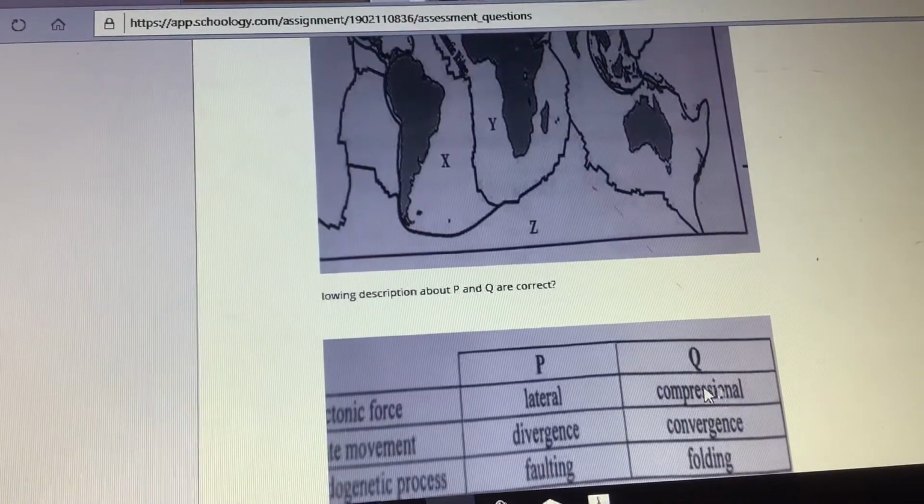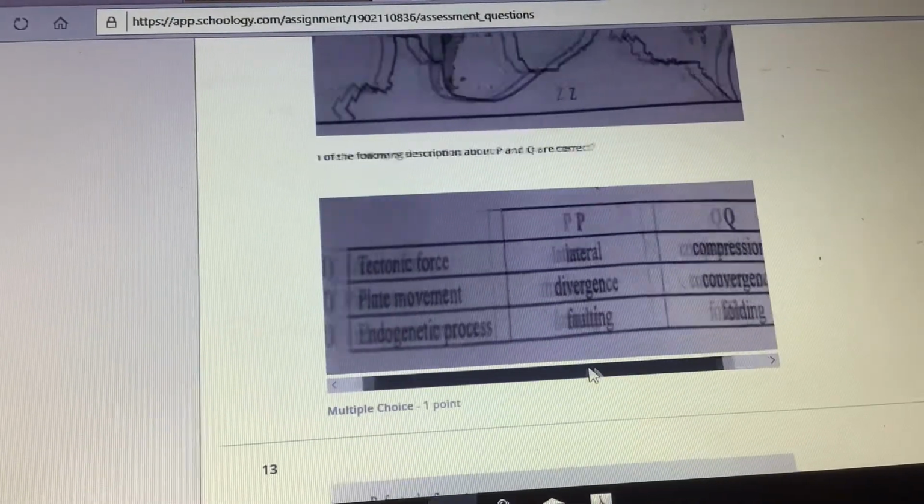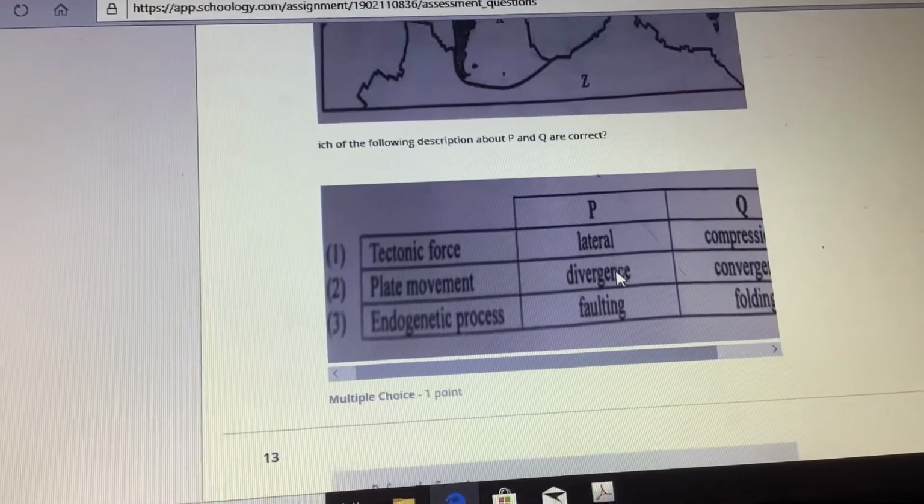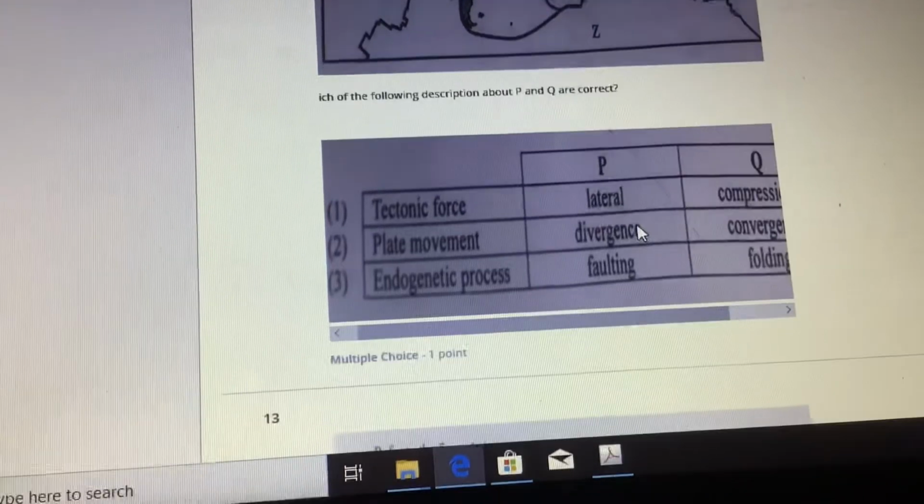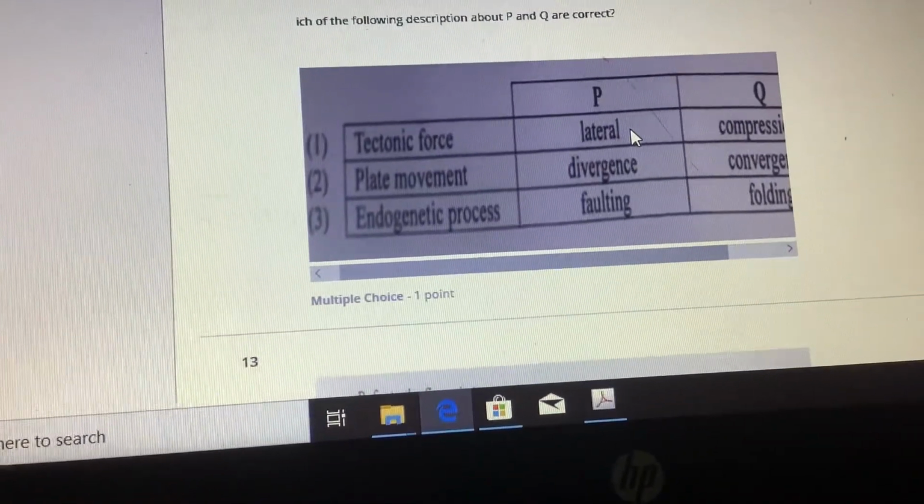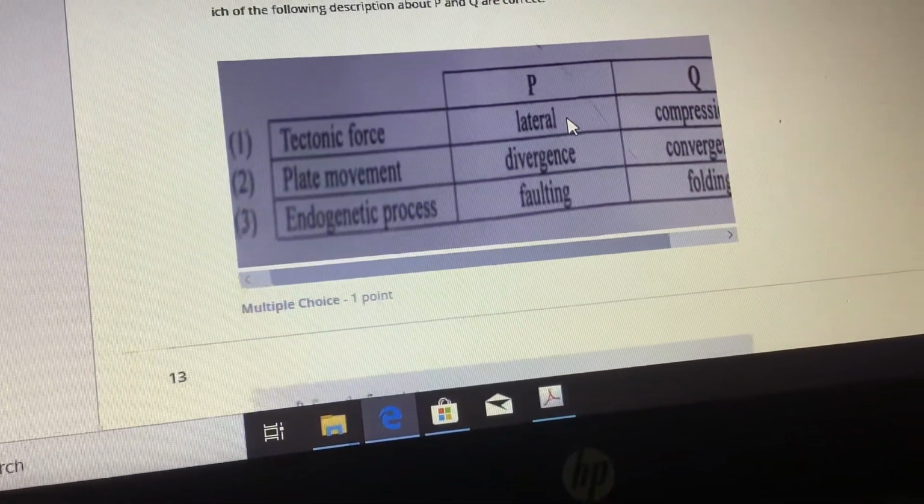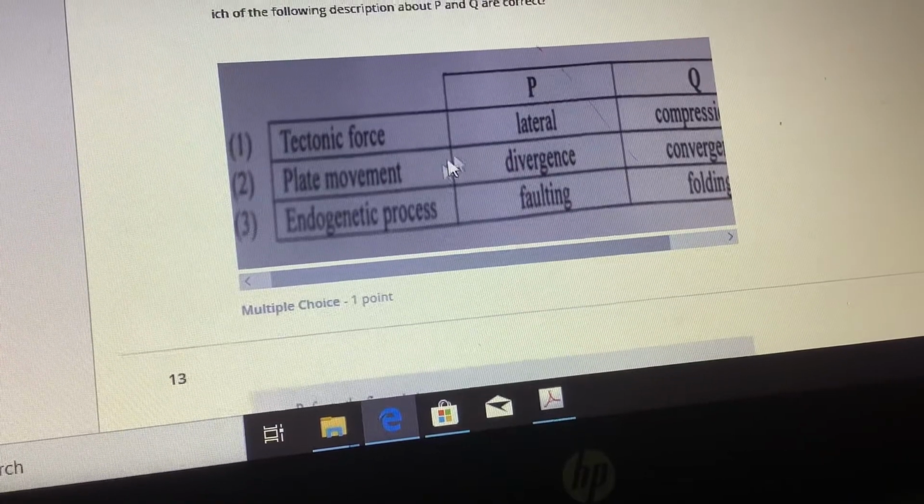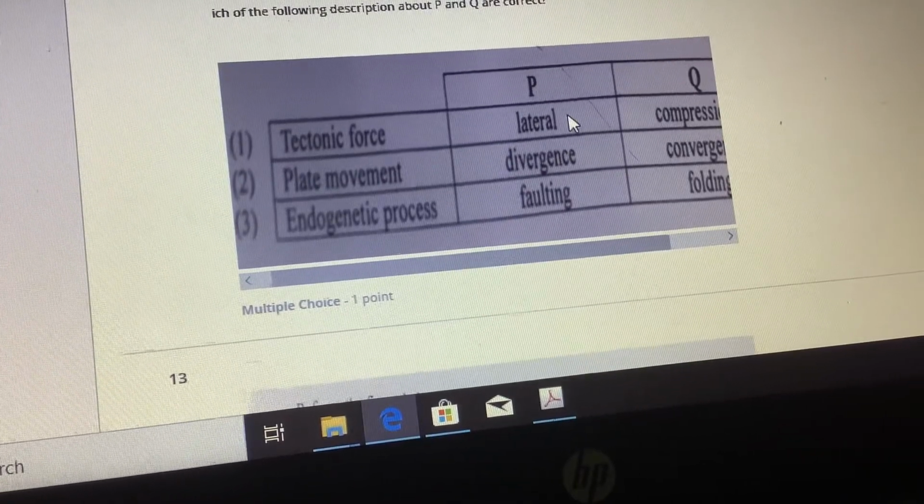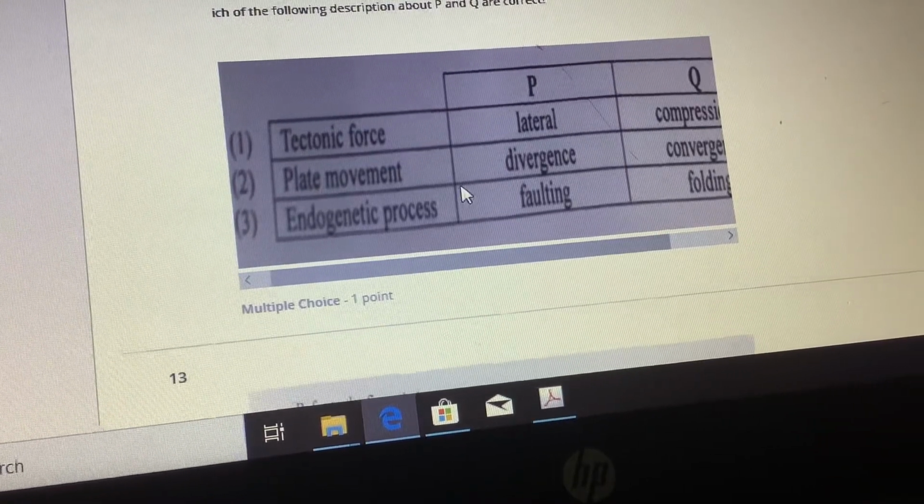Number 1 is correct. And you can see this one, is it having a logical problem? Is a lateral tectonic force caused by divergent plate movement? I don't think so, because divergent plate movement always causes tensional tectonic force. So number 2 is not correct.